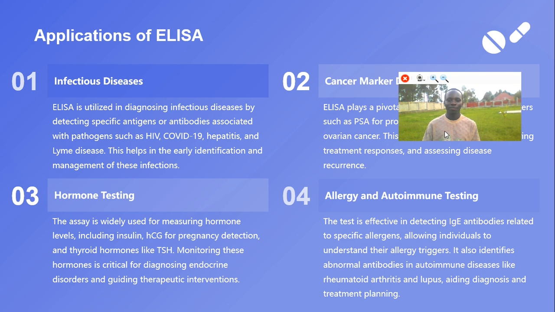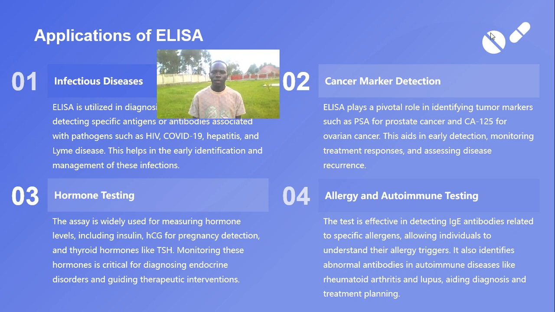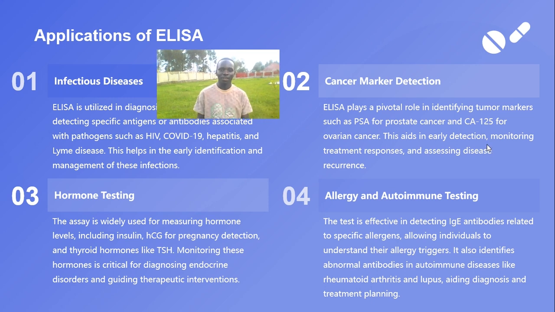The second application is the cancer or the tumor marker detection. ELISA can play this important role in identifying the tumor markers such as CA125 for ovarian cancer or for the cervical cancer. This aids doctors in identifying the early cancers and in treatment decisions.